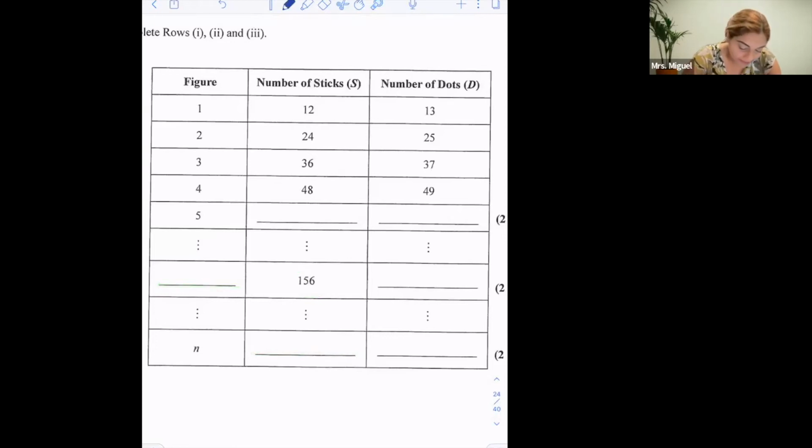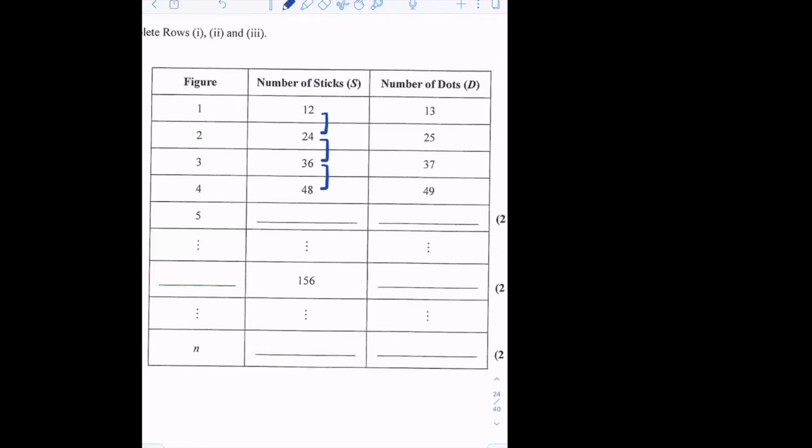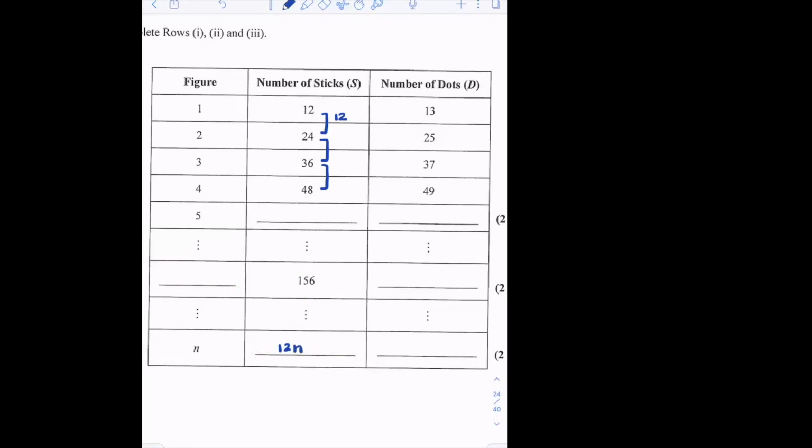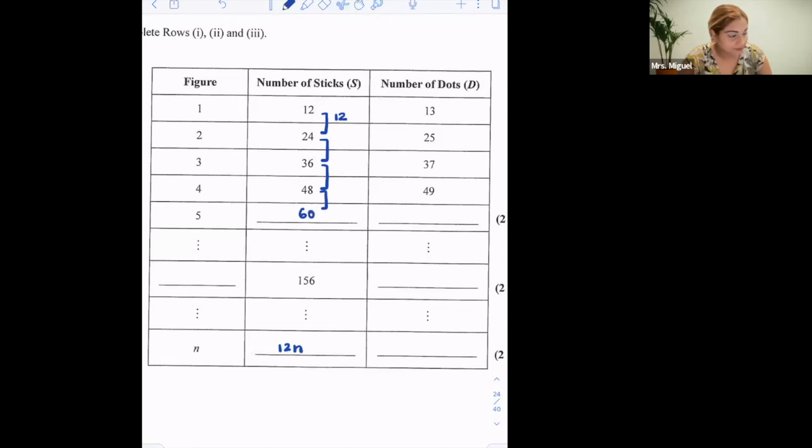Now, is it a constant amount that we are adding? Yes, miss. How much is it? 12. So my formula here will start with 12n, and 48 plus 12 is 60. Now, that doesn't mean you write 12n and forget about it. You need to check it. 12 by 1 is 12, so that's correct. 12 by 2 is 24, so that's correct. 12 by 3 is 36, so my formula stops at 12n. Do we have that? Yes, miss.